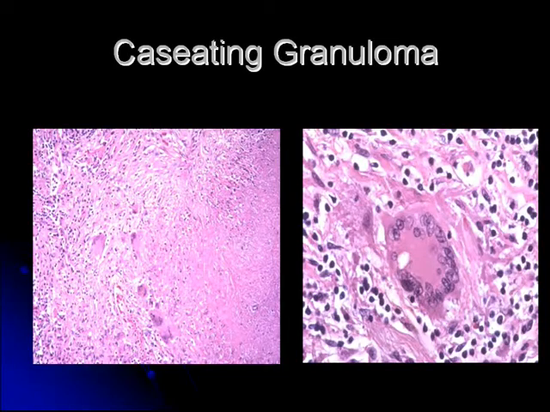And here are some histologic pictures. This is a low-power view. This is a caseating granuloma. Caseating means active, means pus. There's ongoing production of IL-12, gamma interferon, and destruction of tissue. This is a multinucleated giant cell.